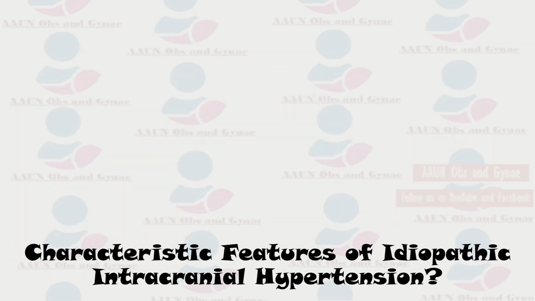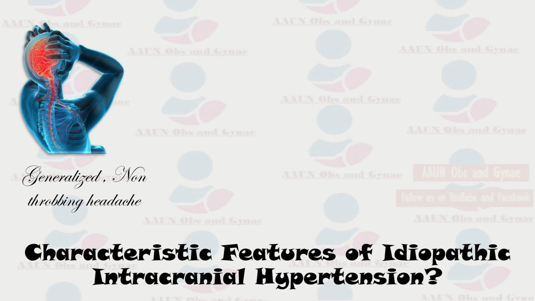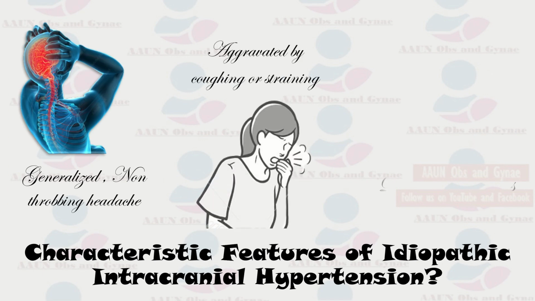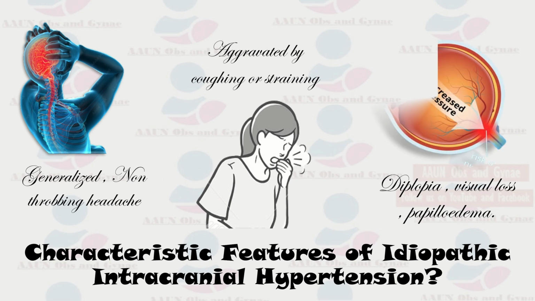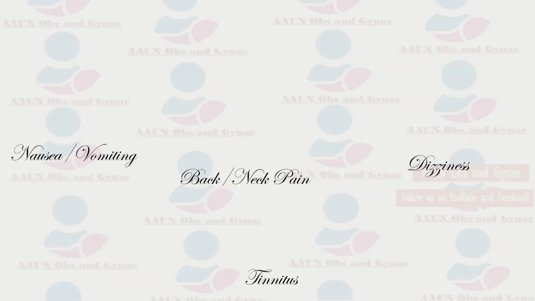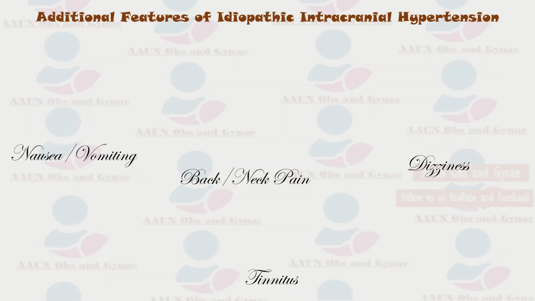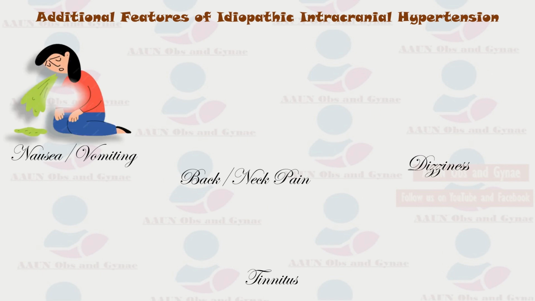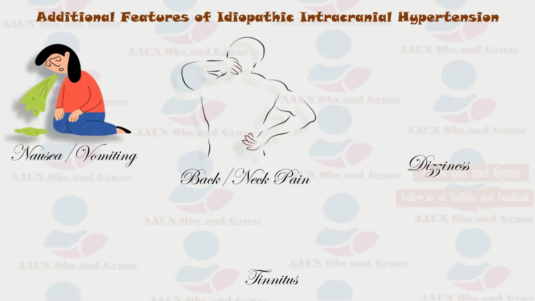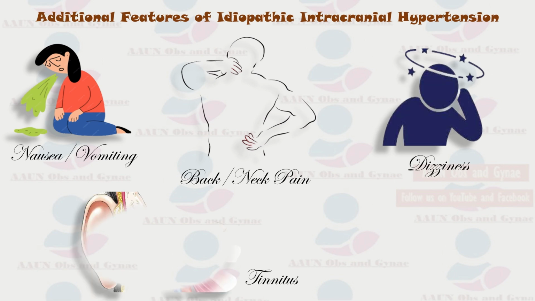The clinical features of idiopathic intracranial hypertension include generalized non-throbbing headache aggravated by coughing or straining and associated with diplopia in 38% and visual loss in 31% of the cases with papilloedema. Additional features of idiopathic intracranial hypertension include nausea and vomiting, back and neck pain, dizziness, and tinnitus.